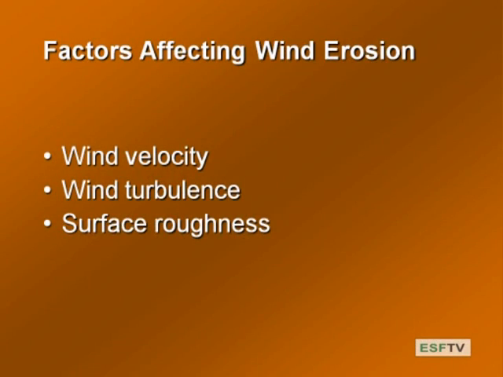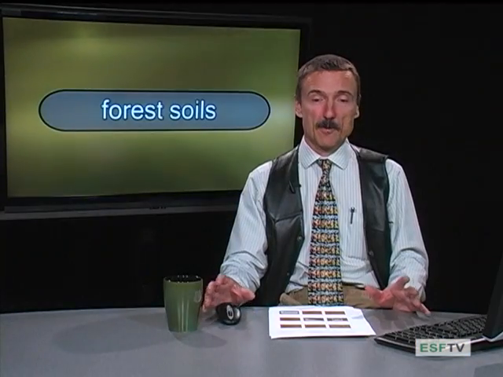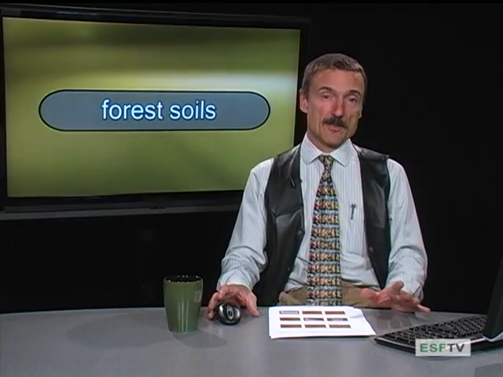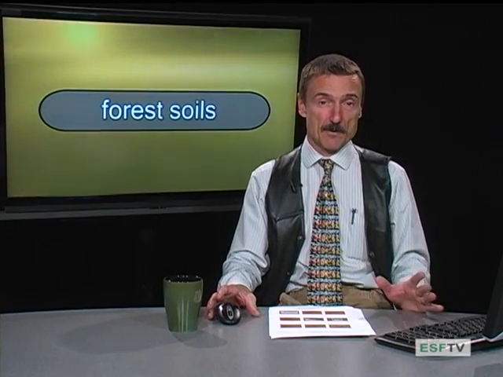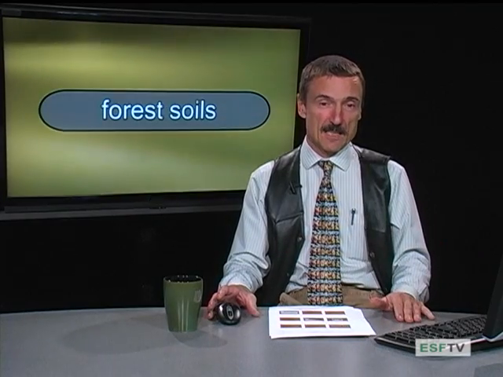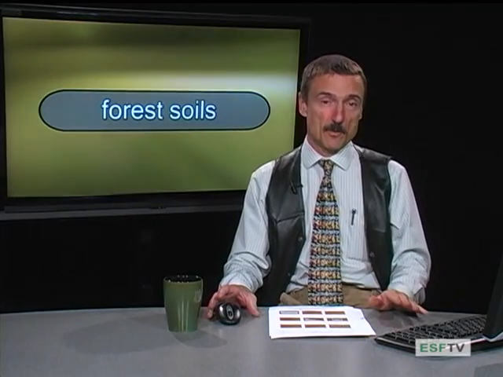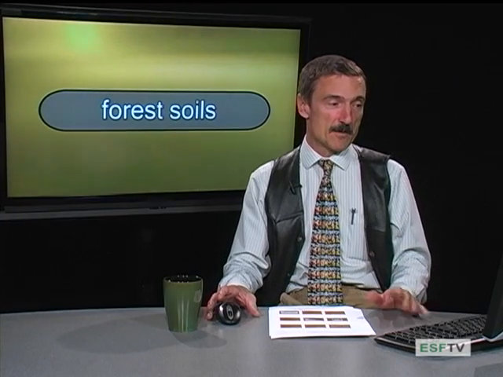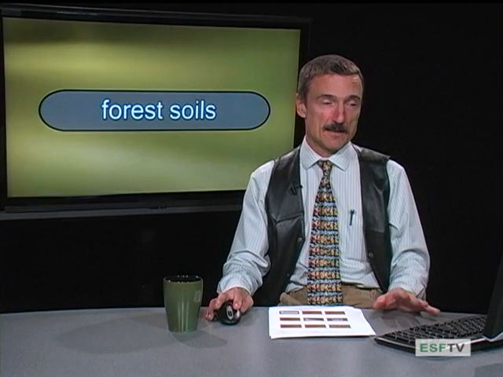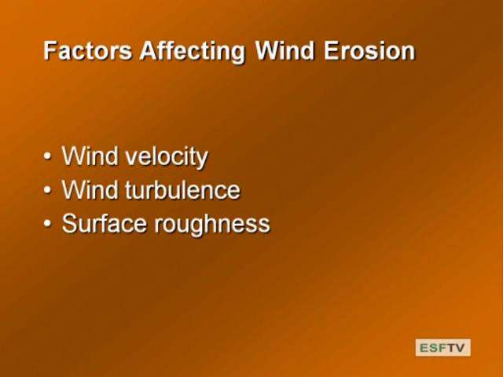And then roughness. What about the surface? Some surfaces are very smooth, some are very rough. Right after you plow, things are very smooth, but normally roughness is more the rule. The greater the roughness of the surface, the better the soil's chance to resist some of this erosion. You have these little ridges and valleys. So a smooth surface means greater erosion, and a rough surface reduces wind erosion. So we've got velocity, turbulence, and surface roughness. These are the wind factors.